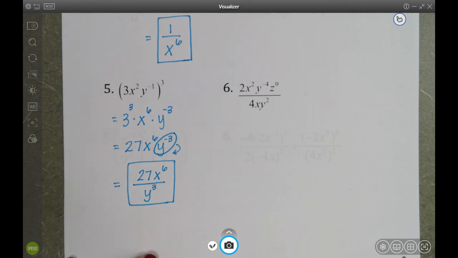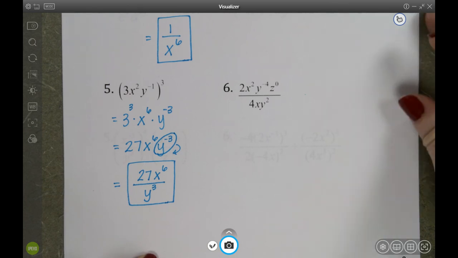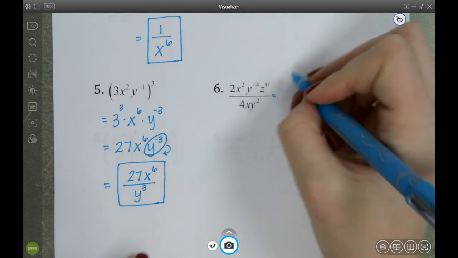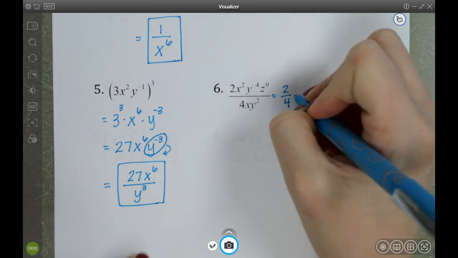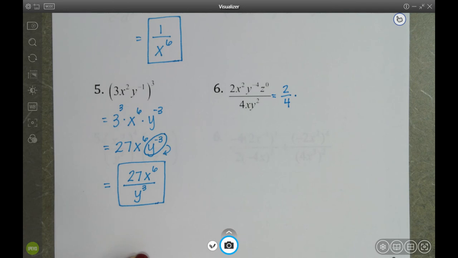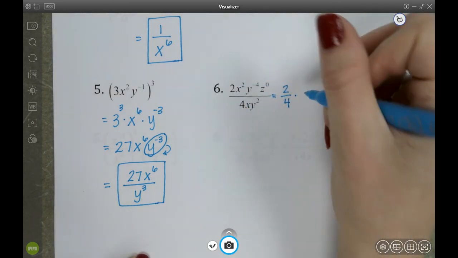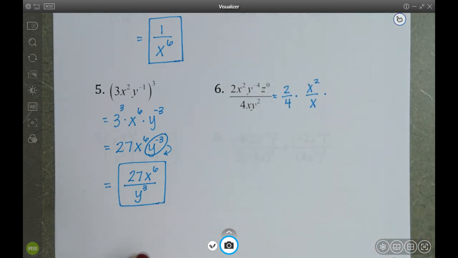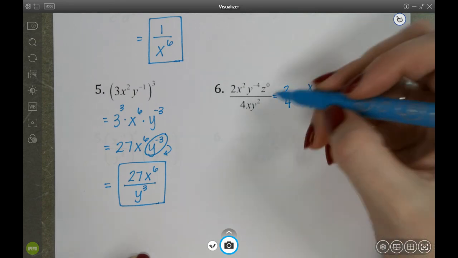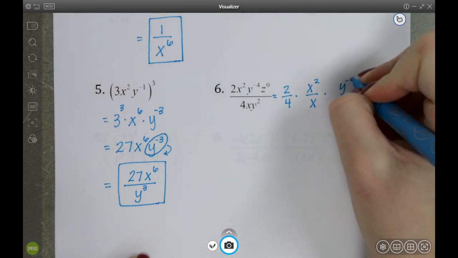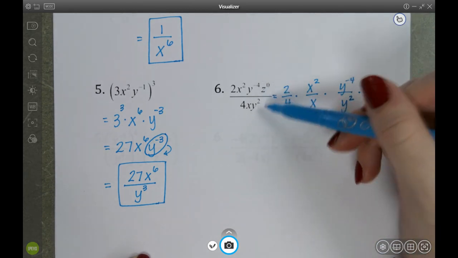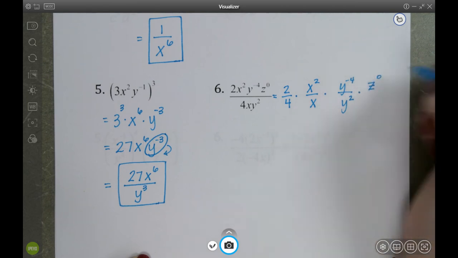Okay, so number 6 is pretty complicated, right? There's lots of letters and numbers and exponents and all the things. So I'm going to break it down piece by piece. I'm going to break it down into the numbers first, 2 over 4, times a piece of just x's, so x squared over x. I'm going to look at just the y's, so y to the negative 4 over y squared. And then just z is z to the 0 power.